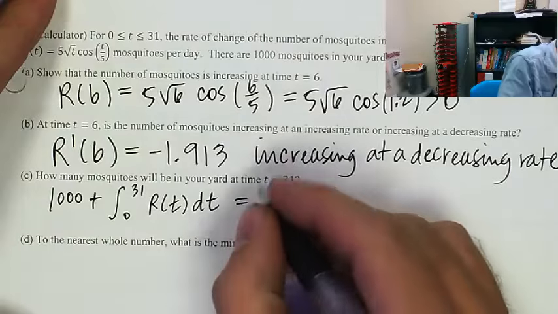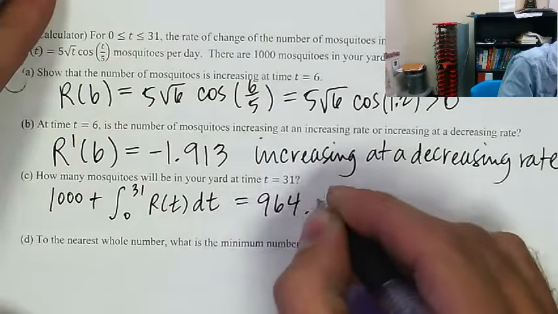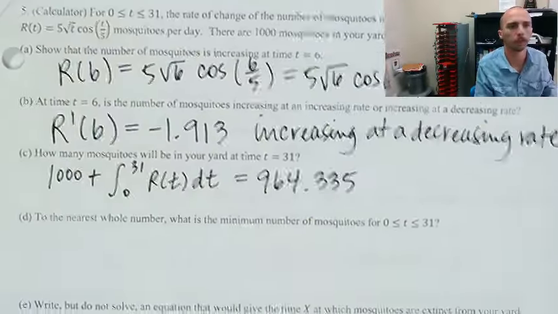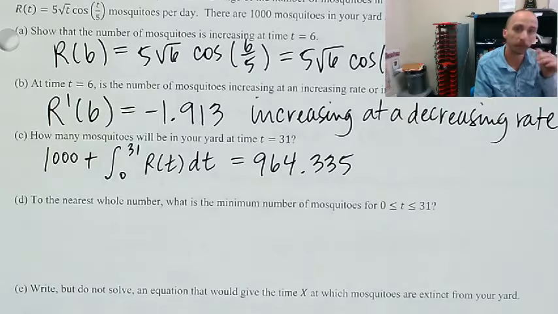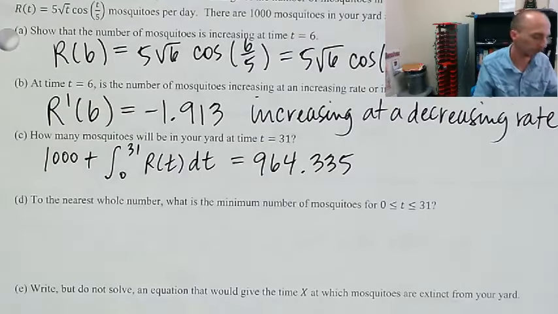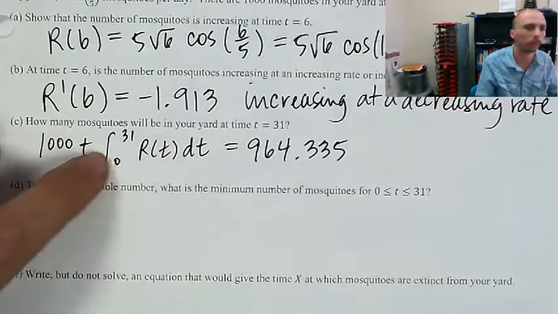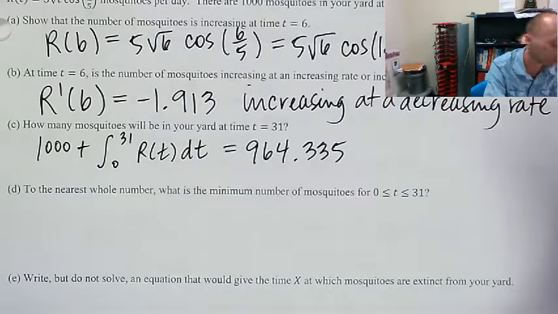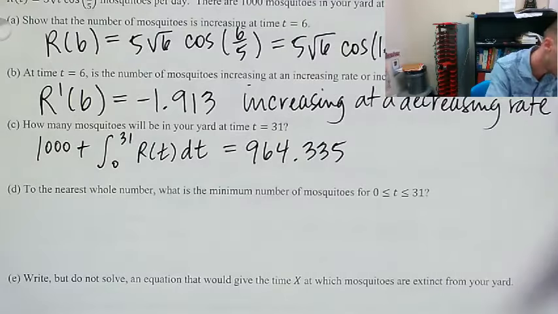$964.335. Okay, that's the number of mosquitoes. If we rounded to the whole mosquito, that would be 964 mosquitoes. Man, not a good month for pest control. Right? We started with 1,000, ended with 965. Basically no difference in number of mosquitoes. It's a massive number of mosquitoes.